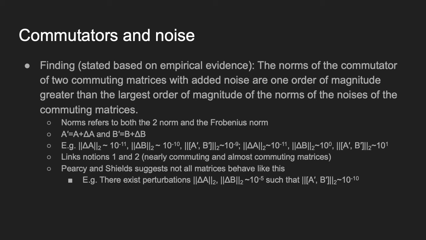This links notions 1 and 2, those of nearly commuting and almost commuting matrices. The theorem by Pearcy and Shields suggests that not all matrices behave like this. For example, Pearcy and Shields' theorem suggests that there exist perturbations delta A and delta B whose 2 norms are on the order of 10 to the negative 5, such that the 2 norm of the commutator of A prime and B prime is on the order of 10 to the negative 10.